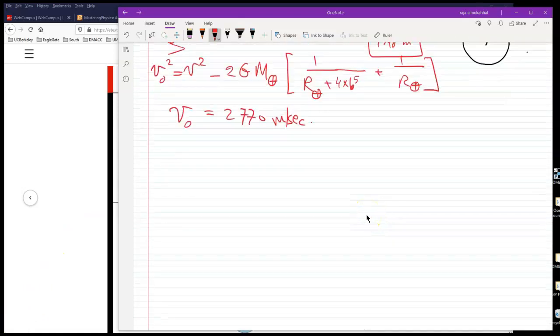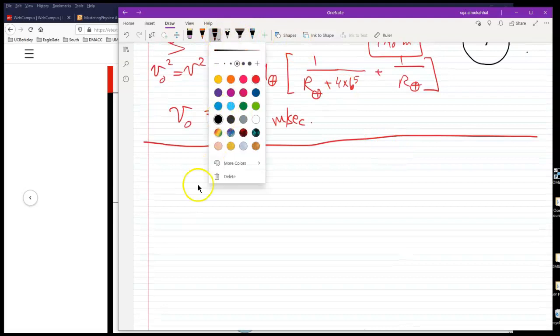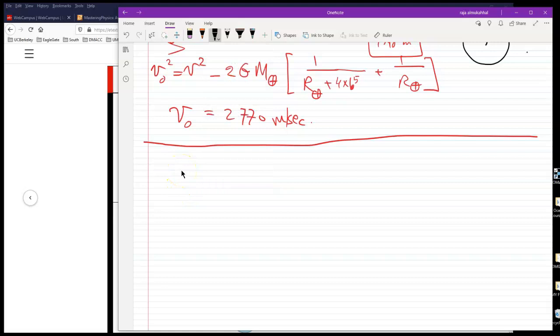The next topic is satellite orbits. Okay, so let's take the case where, picture, say you have a satellite going around the Earth, for example. So here is the satellite orbit. Here's the satellite right there. And then this is the Earth right here.